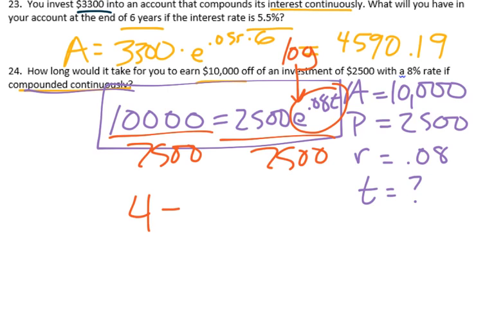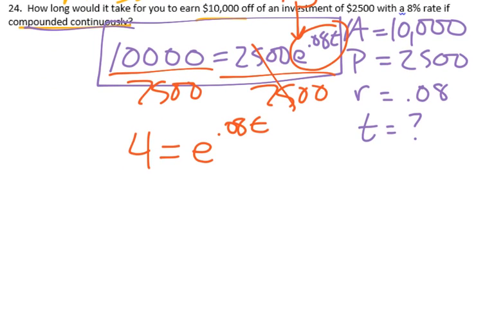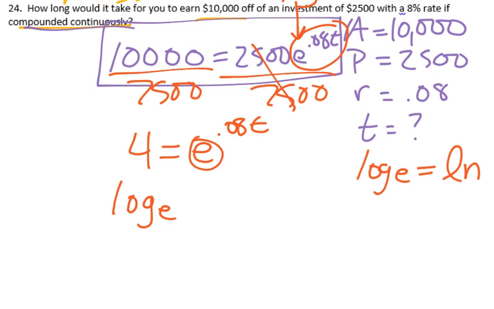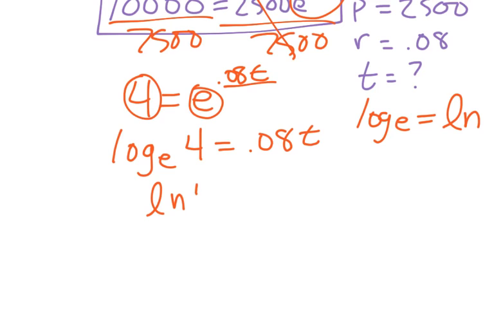That would give us 4 equals e to the 0.08 times t. Now remember, it's usually log and then the base, so log base e, which we actually write as ln for natural log. So I'll change it after this. Log base e of our output is going to be equal to the exponent. So I'd write natural log of 4 equals 0.08t.